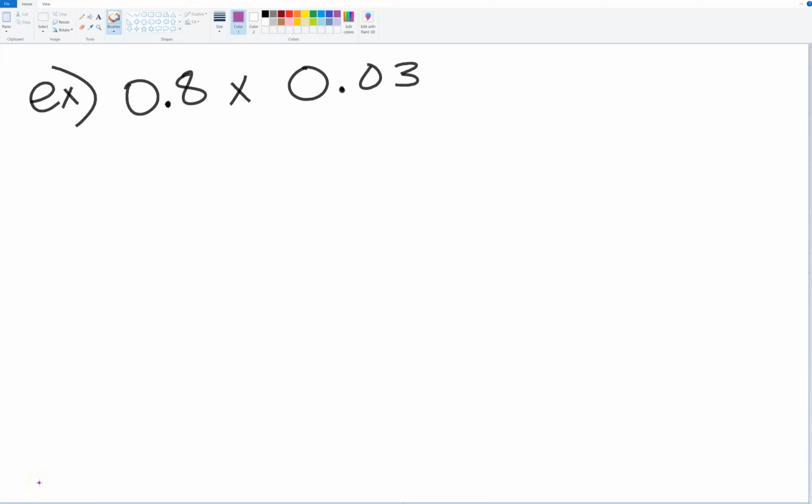Hey guys, today we're going to be working on multiplying decimals by decimals. So this is our third part. So if you want to see easier problems, you might want to go to part 1 or part 2. So now let's work with this problem.